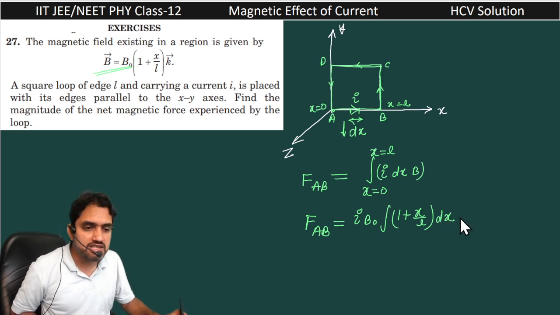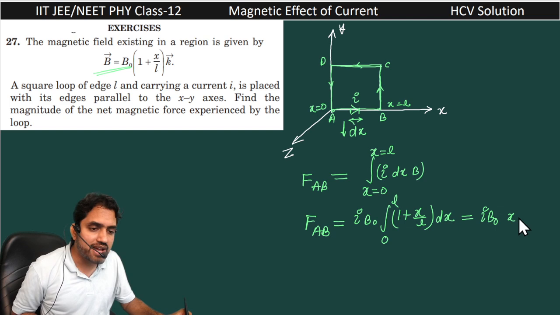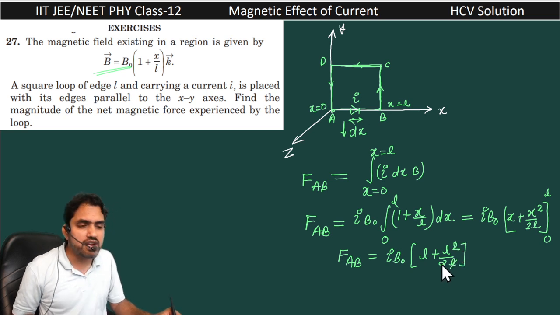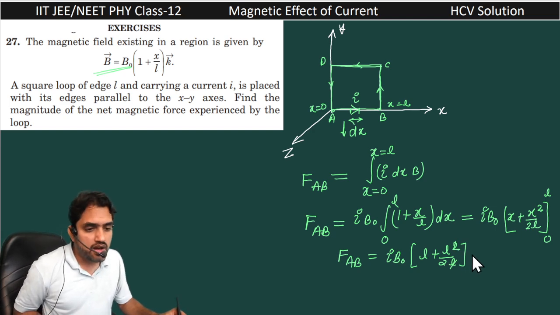Now we are integrating this term. So we are finding I into B naught as a constant, and integration of 1, okay, from 0 to L. Integration of 1 is equal to x, and integration of x is equal to x square by 2L. Now we are taking the limit from x equal to 0 to L. Okay, so this force on AB is equal to I into B naught, L plus L square by 2L. Okay, so this L will cancel out and the lower limit is equal to 0, so it will be 0.